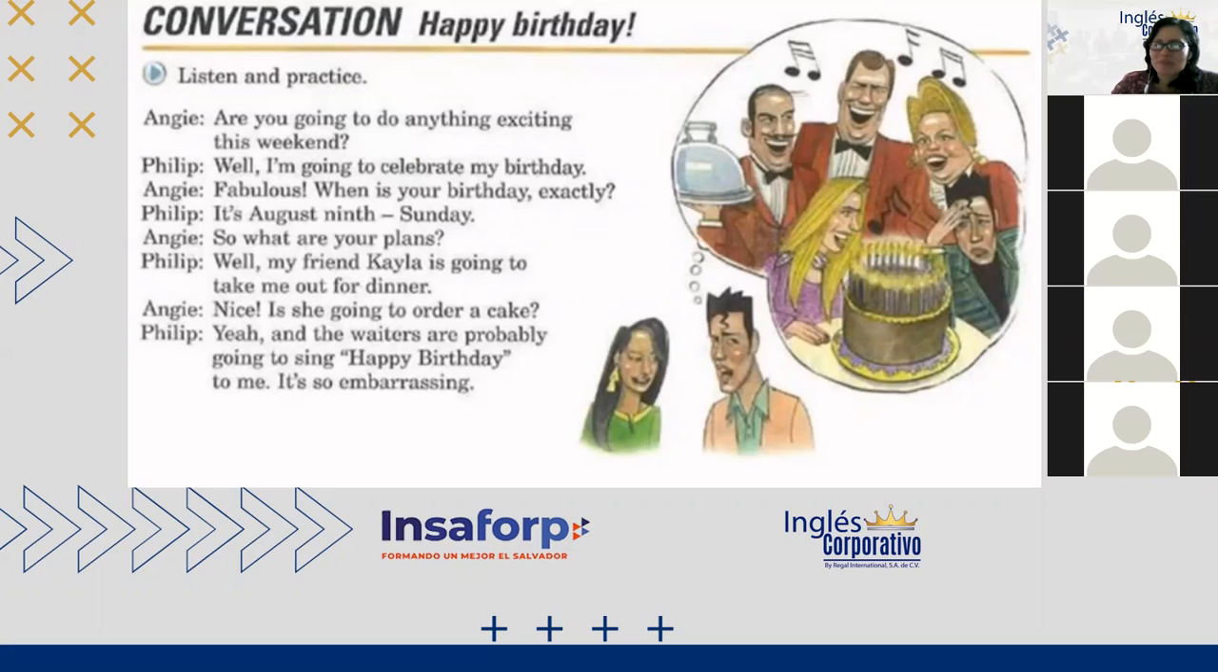Let's begin. Comencemos. Are you going to do anything exciting this weekend? Well, I'm going to celebrate my birthday. Fabulous. When is your birthday exactly? It's August 9th, Sunday. So where are your plans? Well, my friend Kayla is going to take me out for dinner. Nice. Is she going to order a cake? Yeah, and the waiters are probably going to sing happy birthday to me. It's so embarrassing.